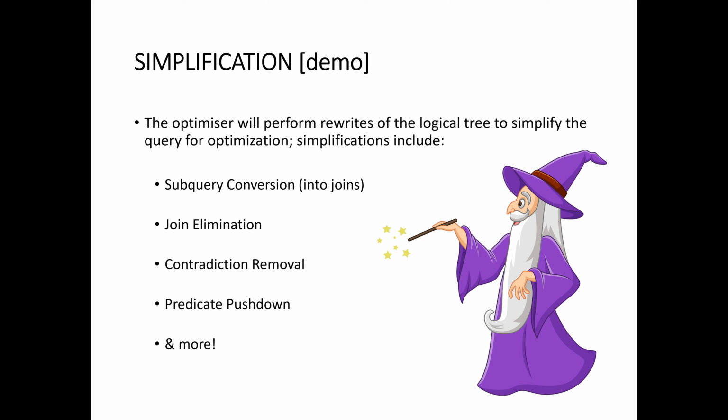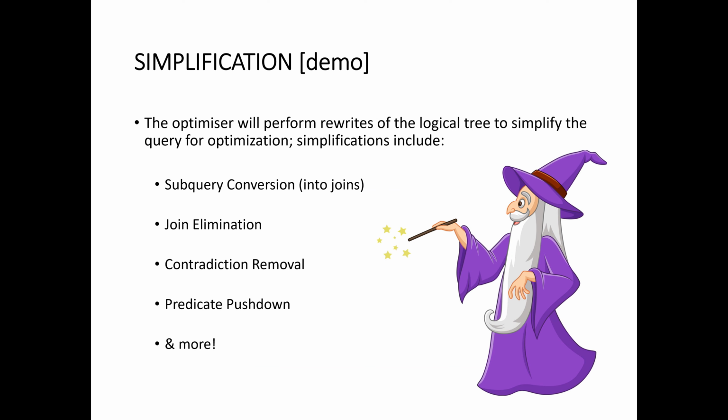We then have join elimination. So if the optimizer can tell that a join isn't needed, it just won't join the tables together. Contradiction removal, and I'll demo this in a second, and predicate pushdown and more.